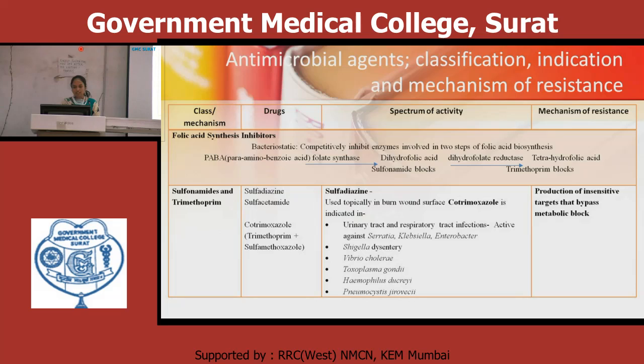Sulfadiazine is used topically on burn wound surfaces. Cotrimoxazole is indicated in urinary tract and respiratory tract infection, active against Serratia, Klebsiella, Enterobacter, Shigella dysentery, Vibrio cholerae, Haemophilus ducreyi, Pneumocystis jirovecii and Toxoplasma gondii. Production of insensitive targets that bypass metabolic blocks, that is the mechanism of resistance.